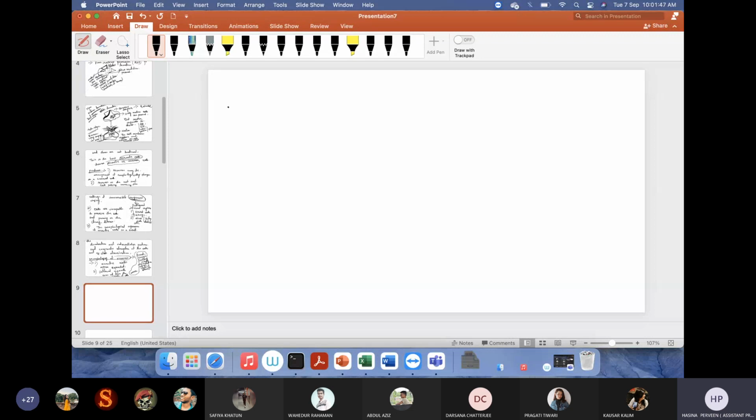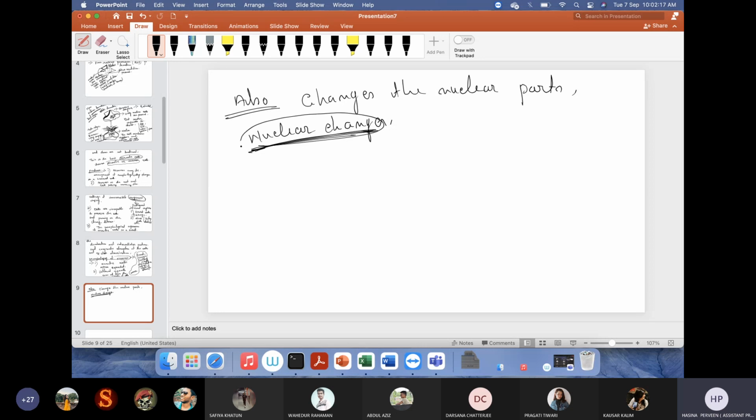And also nuclear changes; this point is very important. What kind of nuclear changes happen in this situation and in this step? The nuclear size becomes smaller.